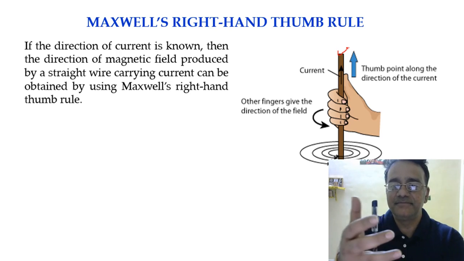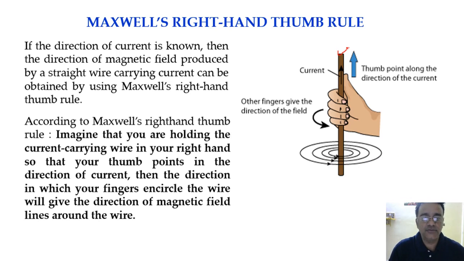this will give the direction of the magnetic field, right? So according to Maxwell's right hand thumb rule, imagine that you are holding the current carrying wire in your right hand so that your thumb points in the direction of current. Then the direction in which we enclose our fingers, encircling the wire, will give the direction of magnetic field around the wire. So this is Maxwell's right hand rule.